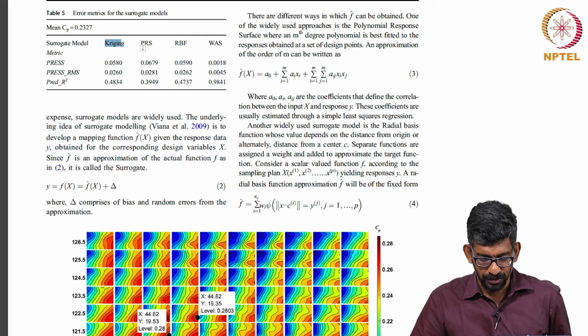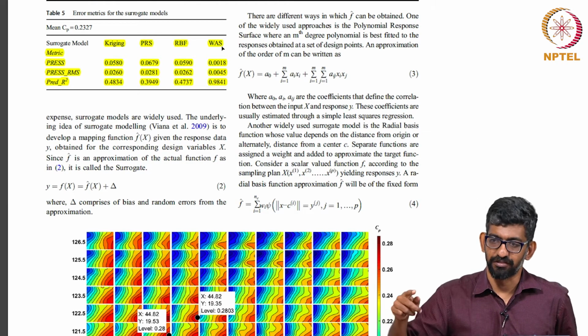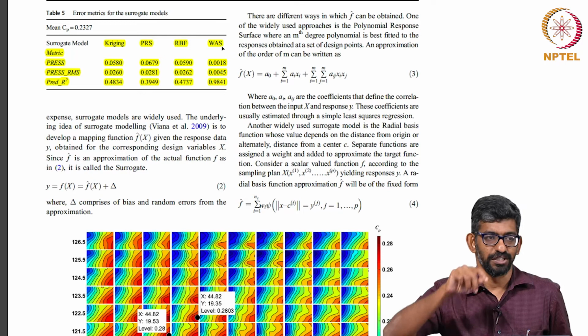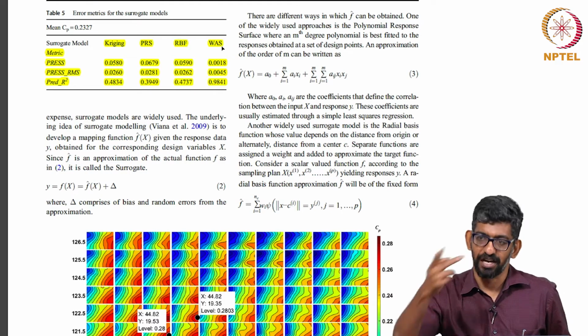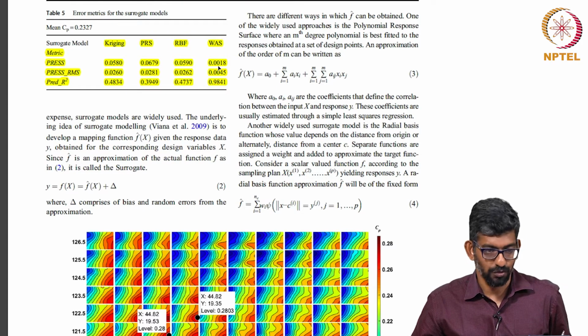models, right. So, Kriging, PRS, RBF, and the weighted average surrogate. We are taking an average, but it is a weighted average. It is not just doing all the predictions and taking an average. No, it is a weighted average. Okay. So, you look at the PRESS metric. For Kriging it was 0.058, for PRS it is 0.06, 0.059, and WAS was just far better, 0.0018.